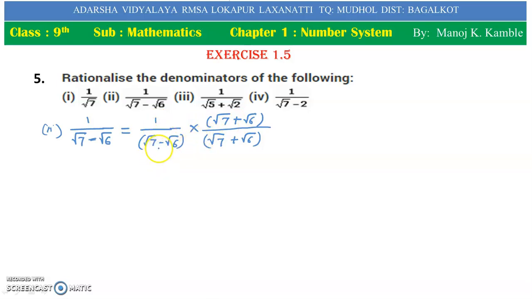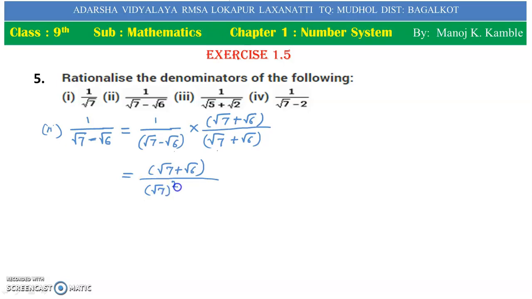So why did we take the opposite sign? Because we apply the identity (a plus b) into (a minus b). Remember that identity once again. So 1 into the total bracket, that is the numerator multiplication, becomes square root of 7 plus square root of 6, whole divided by square root of 7.